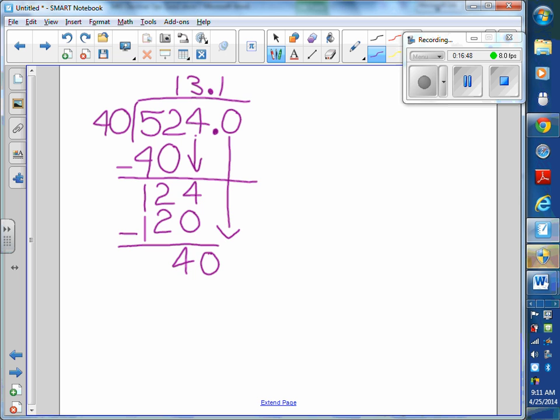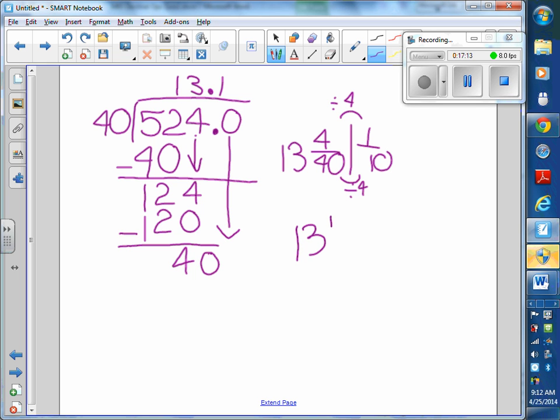Some of you might have noticed there was a benchmark fraction there. It would have been 13 with the remainder of 4 out of 40. And 4 out of 40 is 1/10 because you could divide the fraction part by 4. That's right, Jack. So for some people, it'd be quicker to just go to the benchmark fraction because 13 and 1/10 is just 13.1.